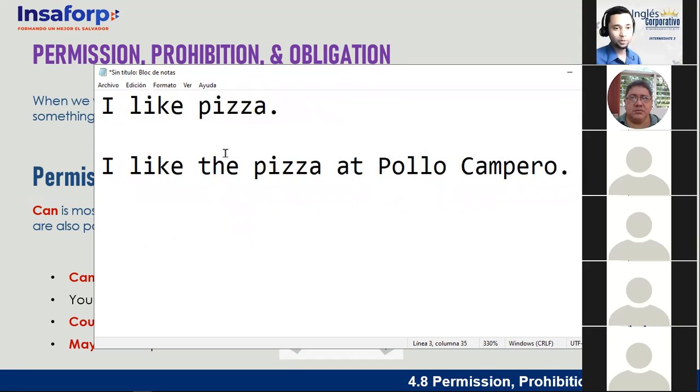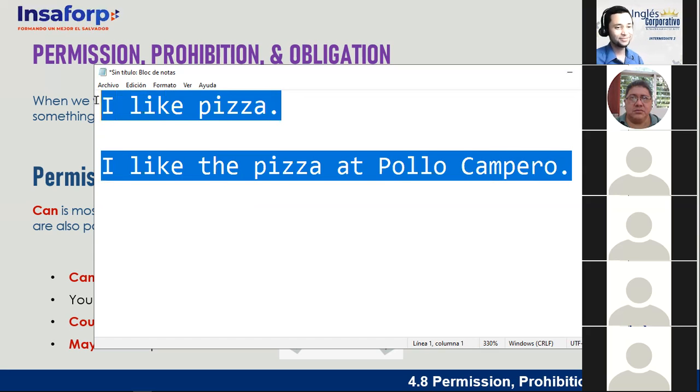Aquí es diferente. ¿Por qué ocupo the pizza? Porque estoy refiriéndome precisamente a la pizza que hacen ellos. No es cualquier pizza, es la pizza de ellos, la pizza que proviene de ahí. En ese caso, por eso se utiliza the. Cuando es específico. Cuando es general, desaparece. Muchas gracias. Bueno.